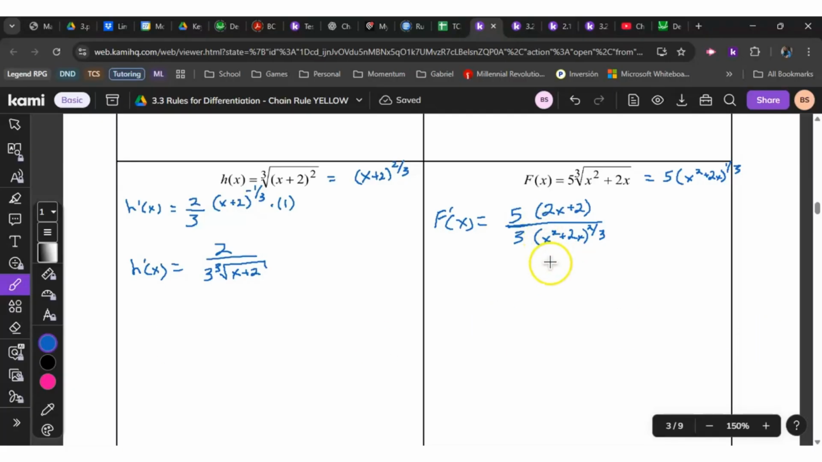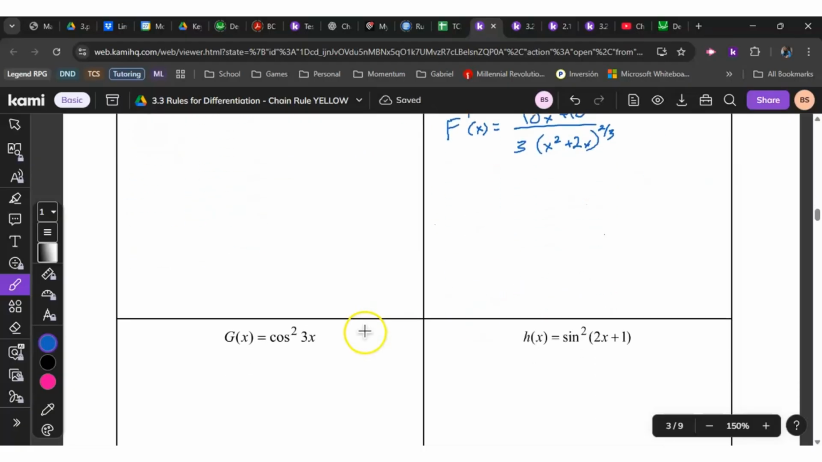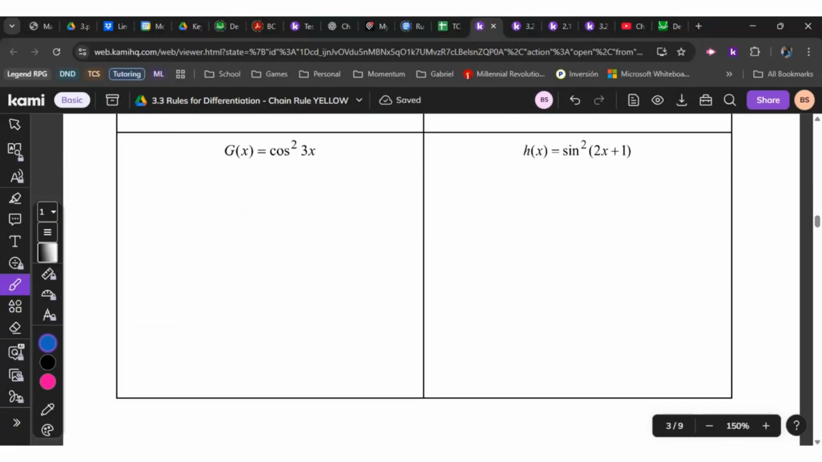Hey guys, as per Pablo's question, I guess you could simplify the top here and you could write 10x plus 10 over 3 times (x squared plus 2x) to the 2/3. But I'm not sure that's really helpful. So you can do it or not. Sometimes you're going to have to. If it's a multiple choice, they're going to give you the simplified one, then you have to. And if it's not multiple choice, I can give it unsimplified.